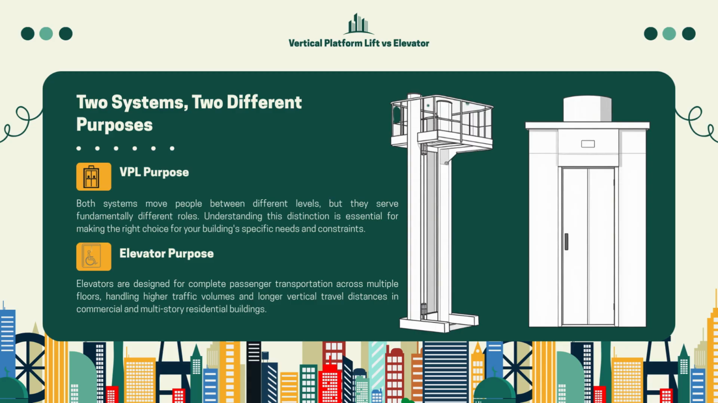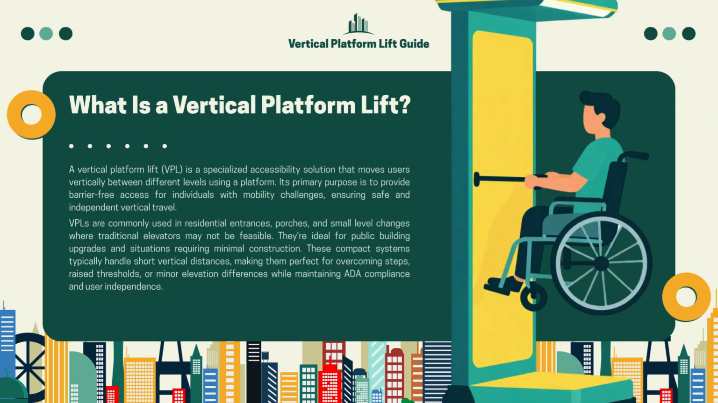What is the difference between a vertical platform lift and an elevator? A vertical platform lift, also known as a VPL, is designed mainly for accessibility applications. It moves users vertically between different levels using a platform and is commonly used for entrances, porches, small level changes, residential accessibility upgrades, and retrofit projects. The purpose of a vertical platform lift is to remove barriers and provide easier access.